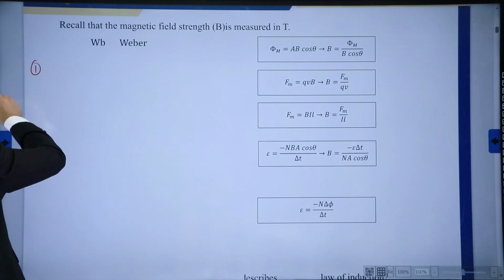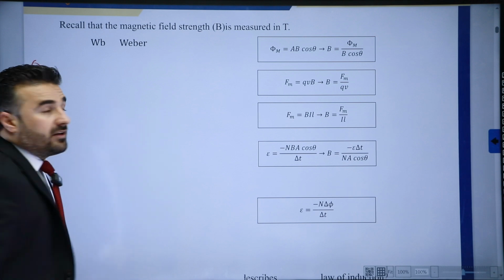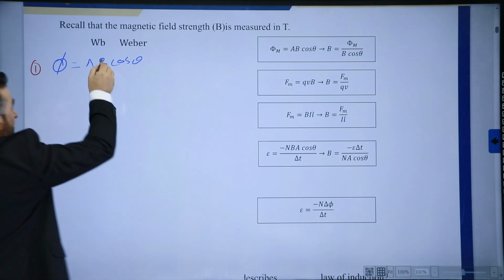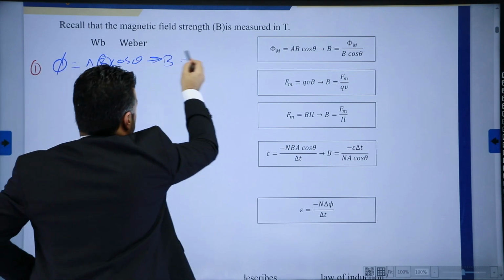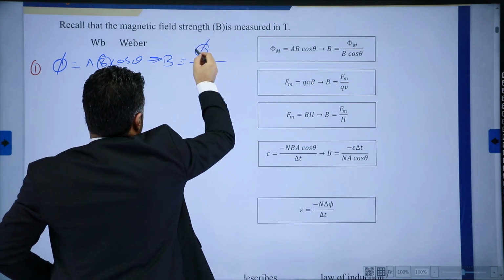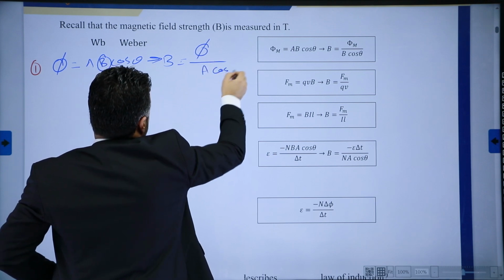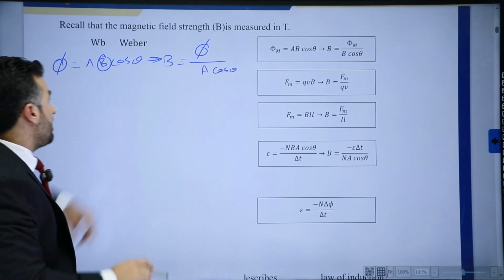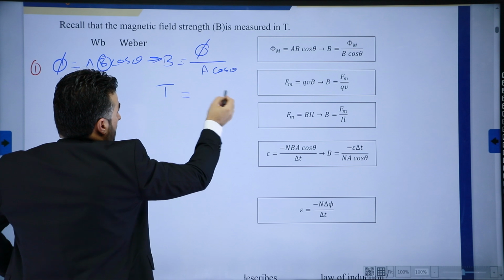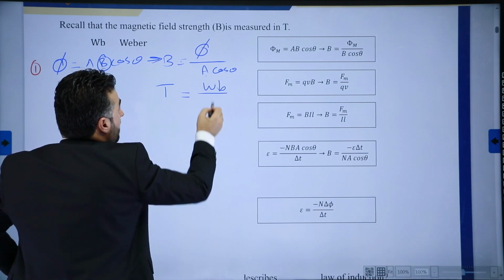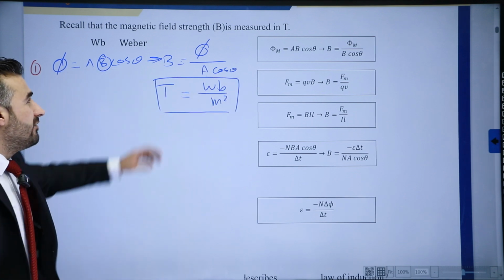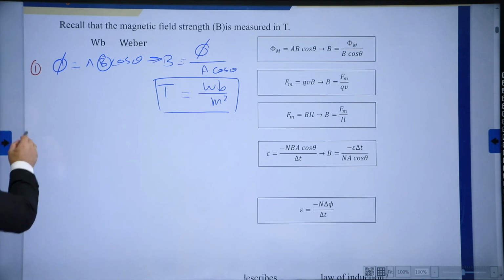The first thing that we went through was magnetic flux. We said magnetic flux is equal to AB cosine theta, correct? So if we make B the subject, the magnetic field strength B equals magnetic flux over the area cosine theta. If I extract the units, B, the magnetic field strength, is measured in Tesla, equals magnetic flux, that is Weber, over area, which is measured in meter squared. So this is one of the first units that we can have for the magnetic field strength. That is one. What about the second one?